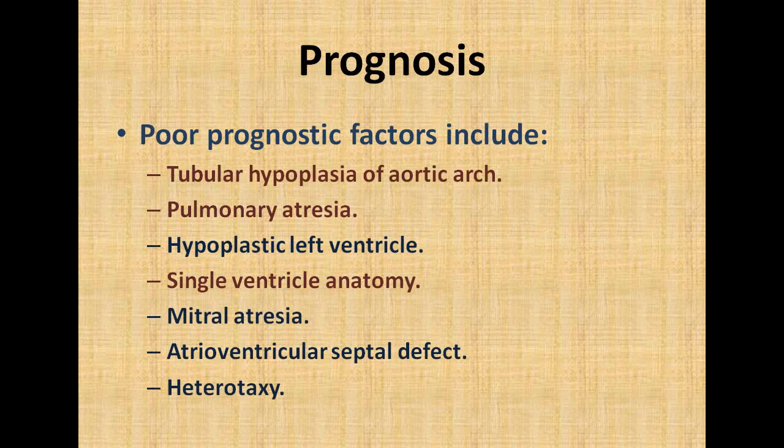The prognosis. The poor prognostic factors include tubular hypoplasia of the aortic arch, pulmonary atresia, hypoplastic left ventricle, single ventricle anatomy, mitral atresia, atrioventricular septal defect, heterotaxy. You will notice that all the poor prognostic factors that are in blue color are seen in our case.